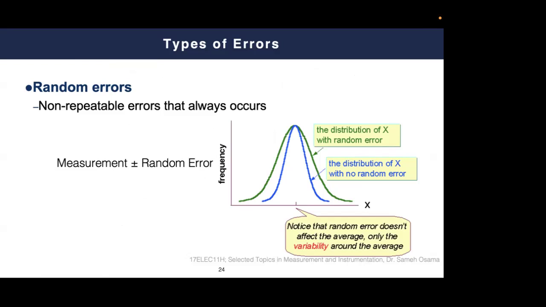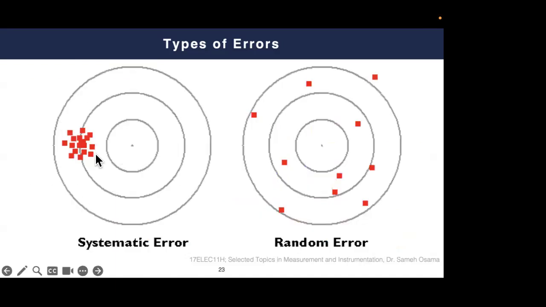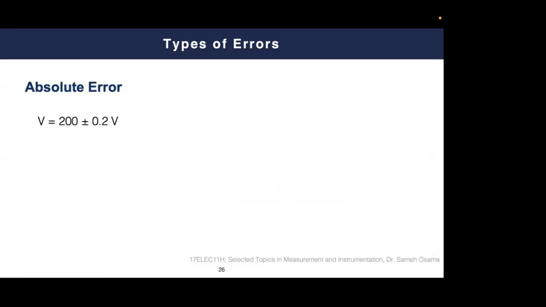Alternatively, when you go to systematic error, your variance is very small, but the average itself is shifted. As you can see here, the variation of the reading is very narrow, but the average value is shifted with respect to the true value. So this is how we can express the systematic error.